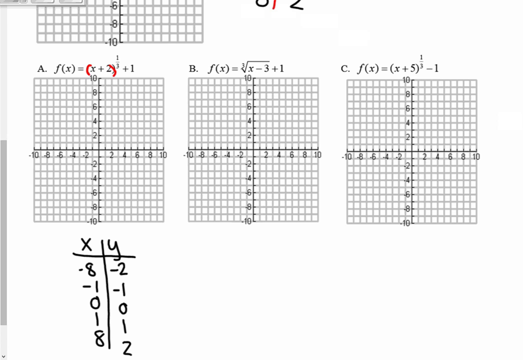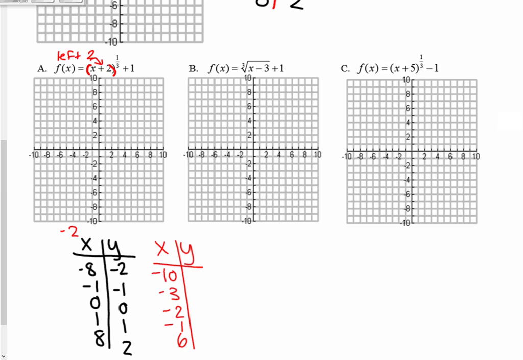So the fact that I have a +2 in here means my graph is going to move left 2. To move my graph left 2, I'm going to have to subtract 2 from all of my x values. So when I make my new table, I subtract 2 from my x values, I get -10, -3, -2, -1, and 6.